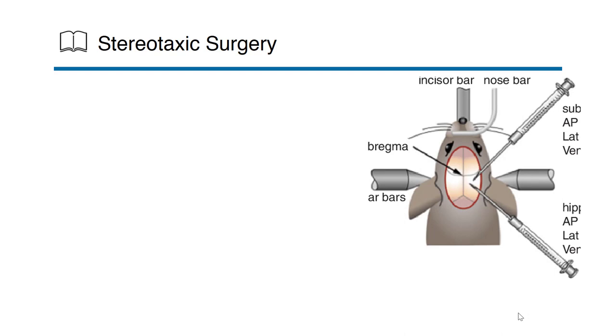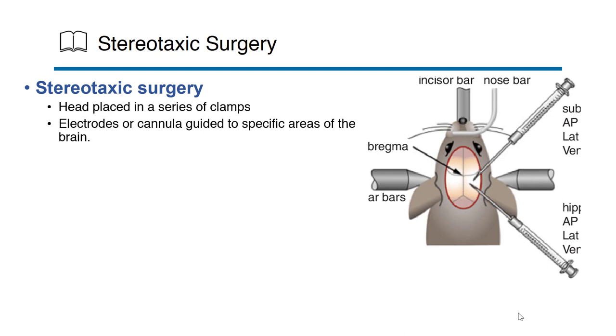Sometimes we can have computers guide them for you in a research lab. Stereotaxic surgery is used not only in research, but in medicine as well. Let's say somebody has a cancerous growth in the brain. It's the same thing. You secure a person's head in a very specific area, and you guide electrodes or needles or something to exact locations in the brain to try to destroy that tumor.